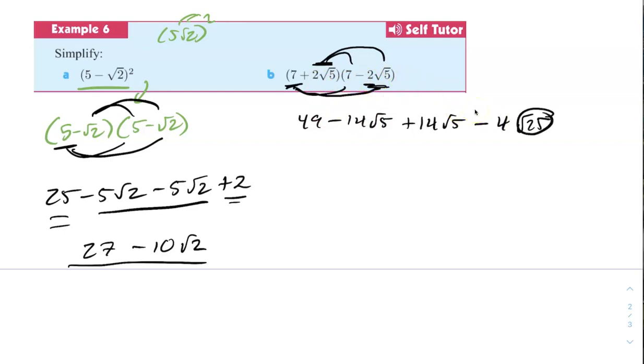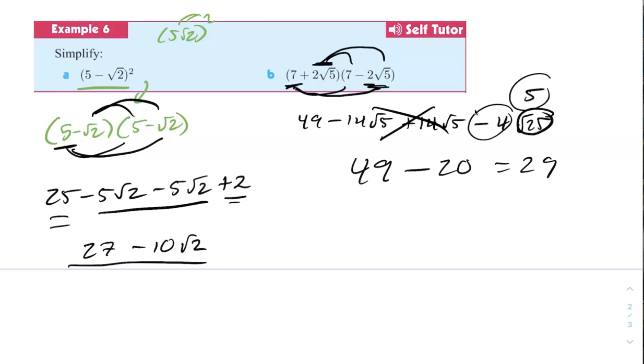If you want to do a shortcut, radical 25 is 5. Let's simplify. These cancel out. I get 49 minus, no, forget, these get multiplied, 20. So you get 29. That's the answer.